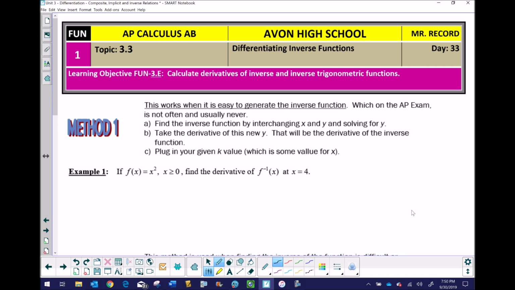We are going to talk about a very important topic in advanced placement calculus. It falls under topic 3.3 from the new curriculum and exam description that came out in the summer of 2019. And this particular topic is all concerned about taking the derivative of an inverse function.